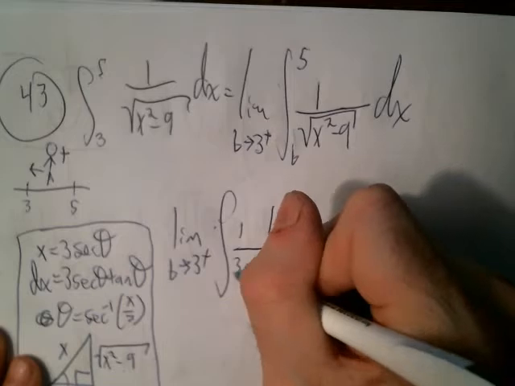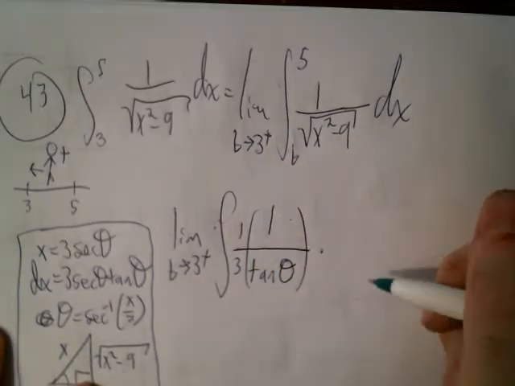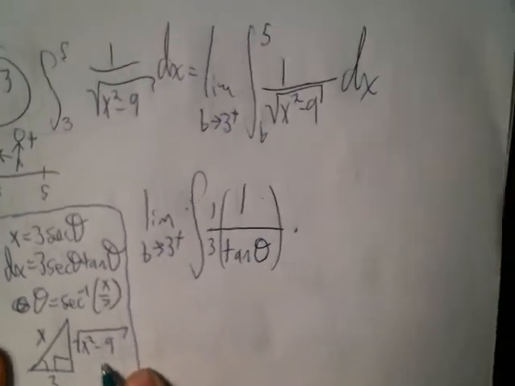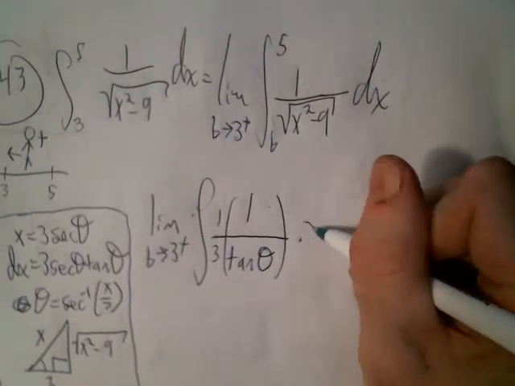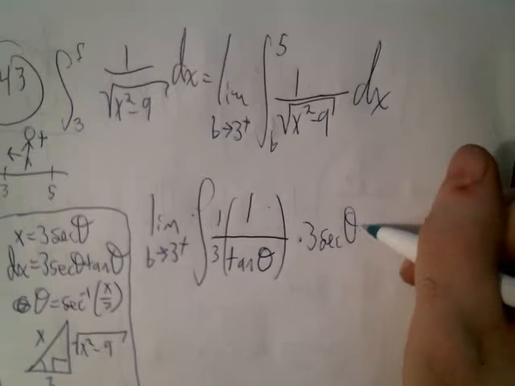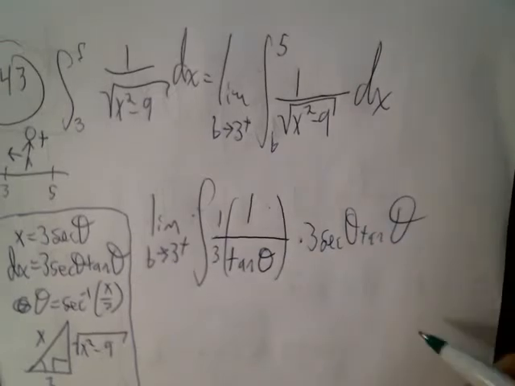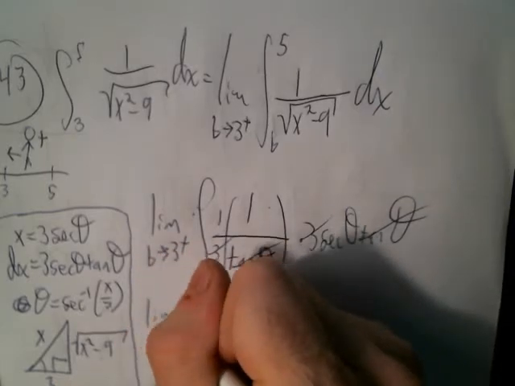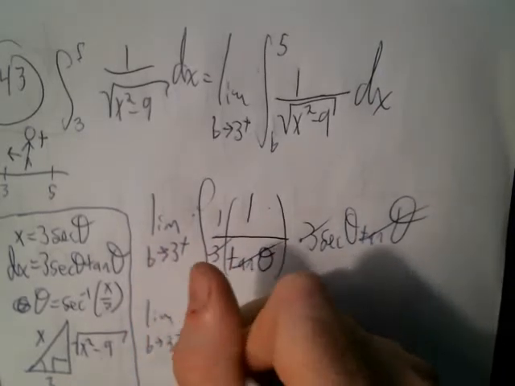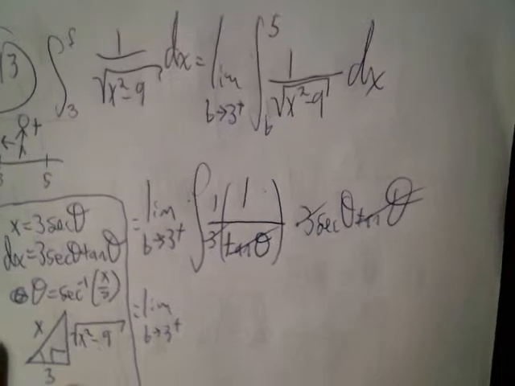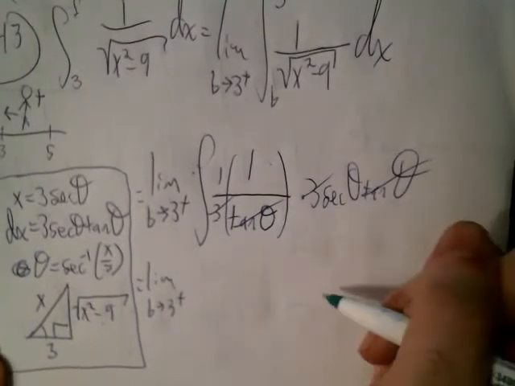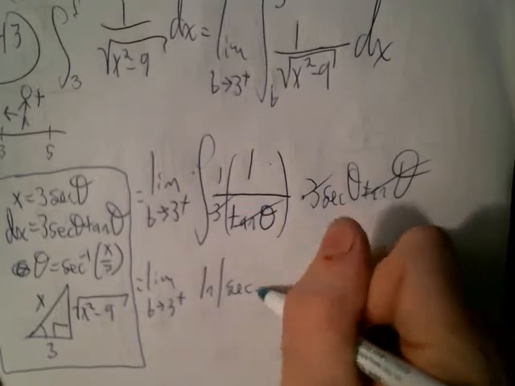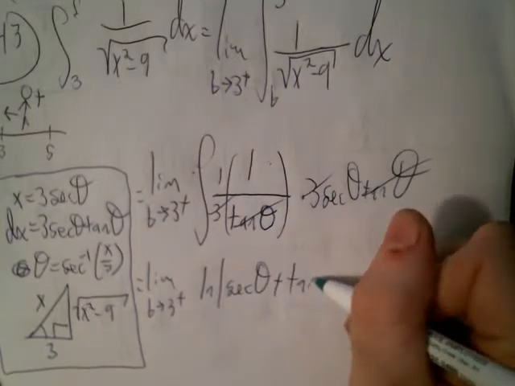You could do the straight substitution if you want. Sometimes it's quicker just to take advantage of the triangle. Okay, so times 3 secant theta tan theta. And then the tans go away, the 3's go away, and you're left with the limit as b goes to 3 from the right of the integral of secant, which is ln absolute value of secant theta plus tan theta.